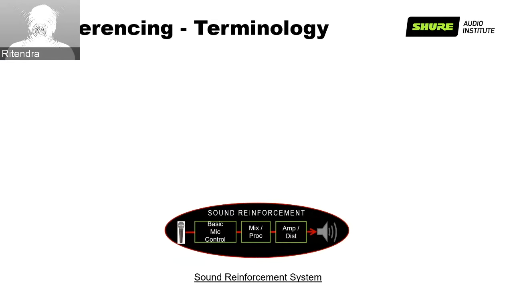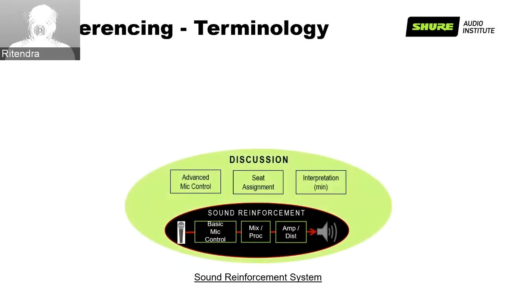Now let's move to the next tier, discussion system. So it's the next tier, as said. The discussion system is going to offer you advanced mic control. We'll talk about advanced mic control in the next slide. It offers seat assignment and interpretation at a low level, like one channel of interpretation or two channels of interpretation. We'll talk about these topics in an upcoming slide.